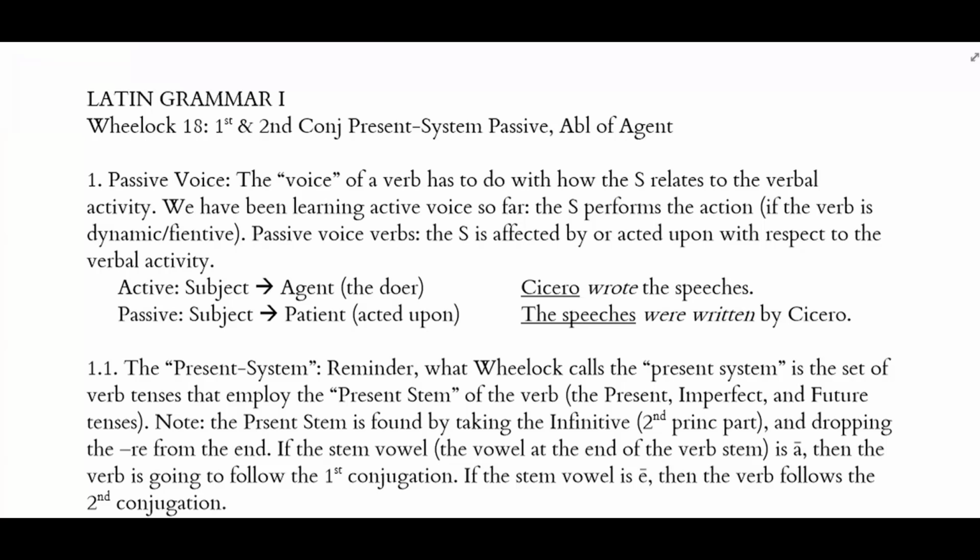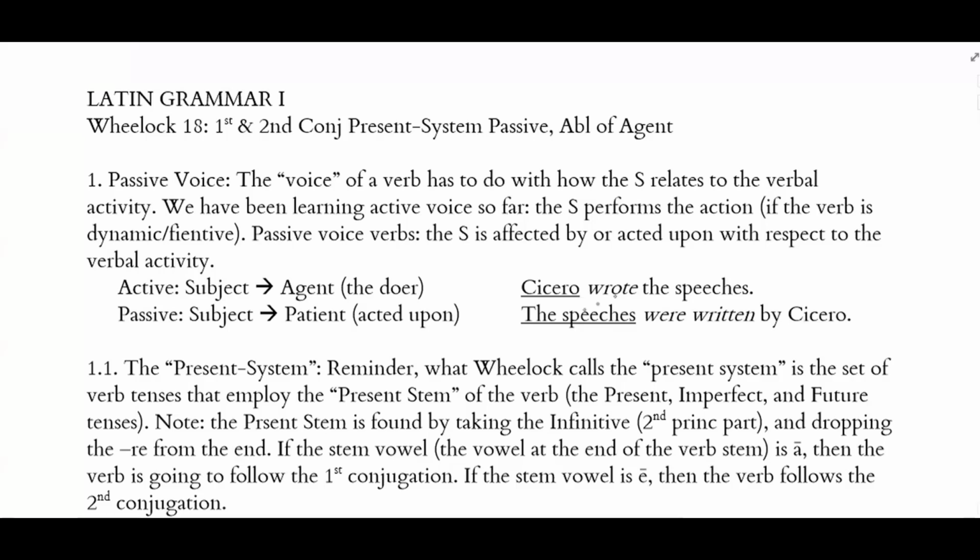And in active voice, the subject performs the action. If the verb is what's called a dynamic verb or a fientive verb, those both just mean that the action of the verb is something that you can see happening. It's an activity. Jumping, running, hitting, smoking, right? These are verbs that have an active, dynamic, or fientive sense. Fientive's a bit more of a jargony word for this in linguistics. Now, passive voice verbs, in these, the subject is affected by or acted upon with respect to the verbal activity.